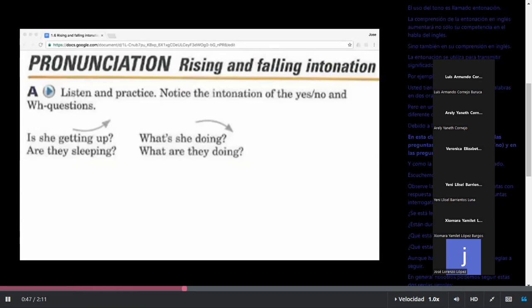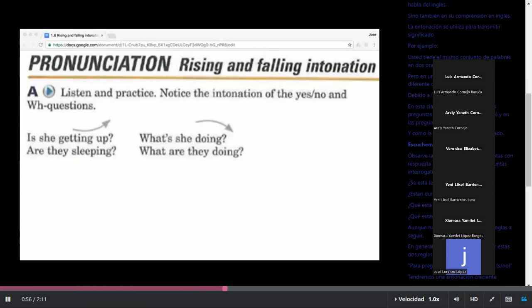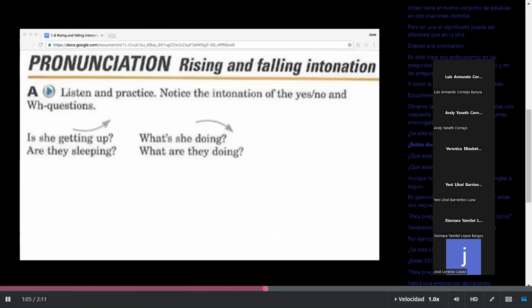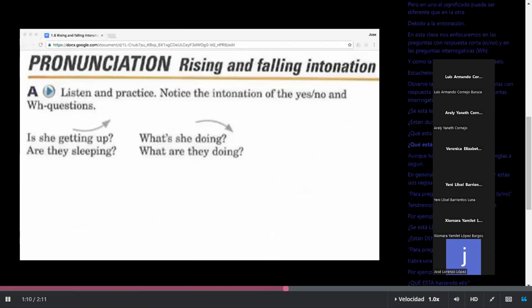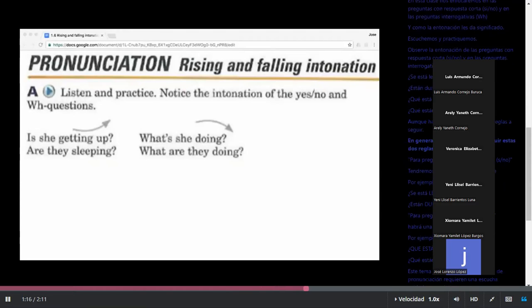In this class, we'll focus on yes or no questions and WH questions and how intonation gives meaning. Let's listen and practice. Notice the intonation of yes or no and WH questions. Is she getting up? Are they sleeping? What's she doing? What are they doing? Well, there are many exceptions and rules to follow. In general, we can follow these two simple rules.